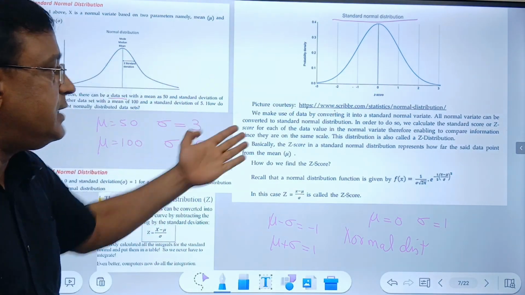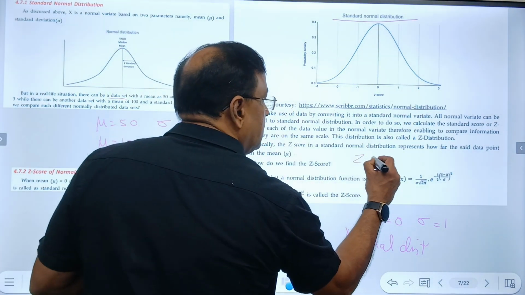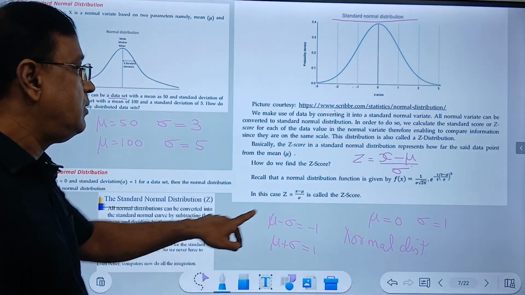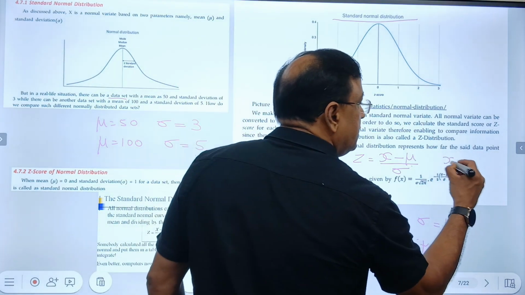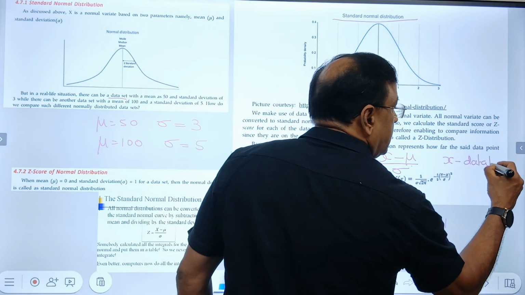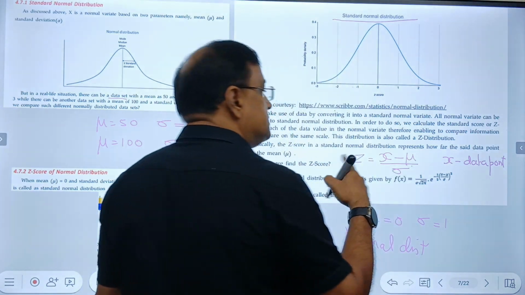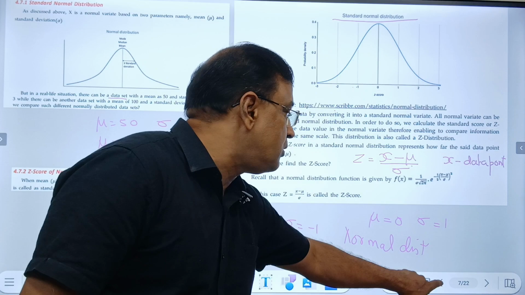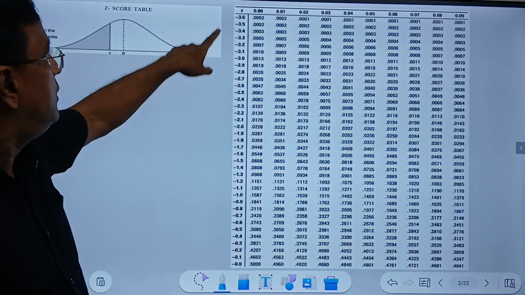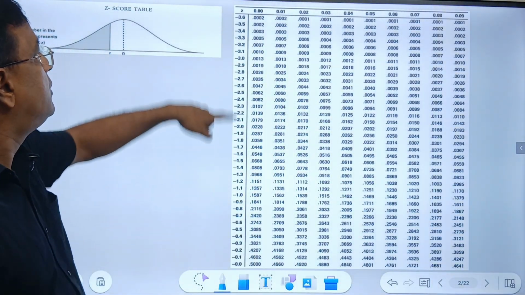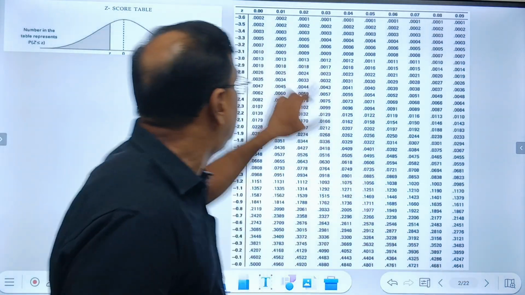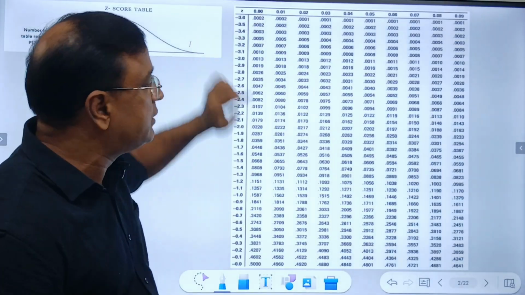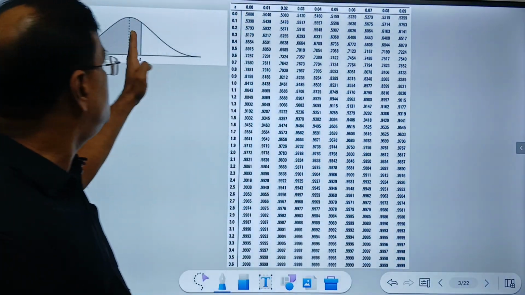Okay? The z-score is defined by z equal to x minus mu by sigma, where x is called the data point and z is the z-score. Basically, we are finding the area. Look at the table. See, this is how you find the area. Here, the area's contribution is very less. Only till 3 you will get good contribution. After that it will decrease.